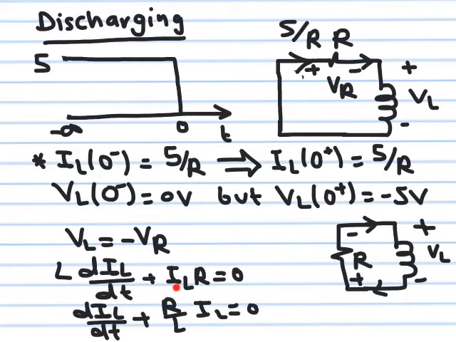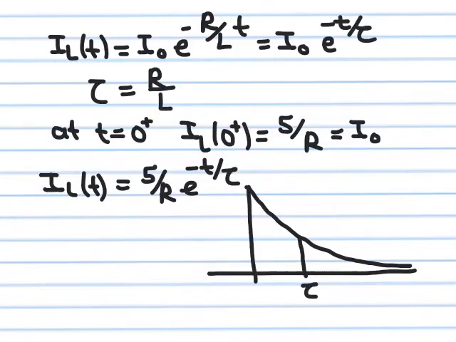Now, this equation, as I said, has an exponential solution, I naught e to the minus t over tau, and tau is L over R, as we explained in the previous slides. Okay, so I wrote here the current expression, I naught e to the minus R over L t, and we write it again in the form that we are more familiar with, e to the minus t over tau, where tau is L over R. And L over R has units of seconds, and it's called the time constant.